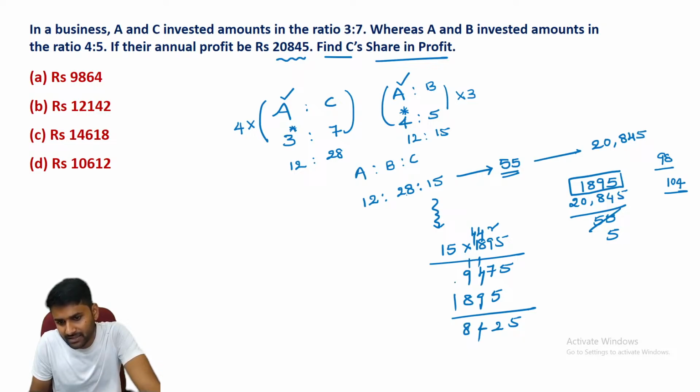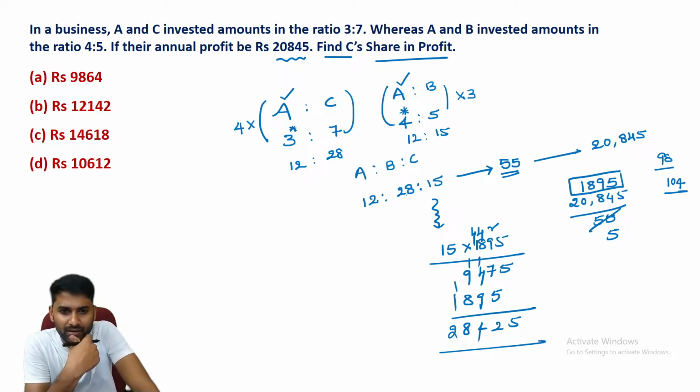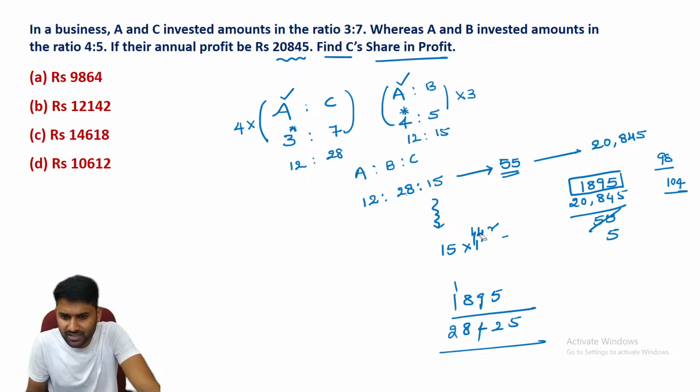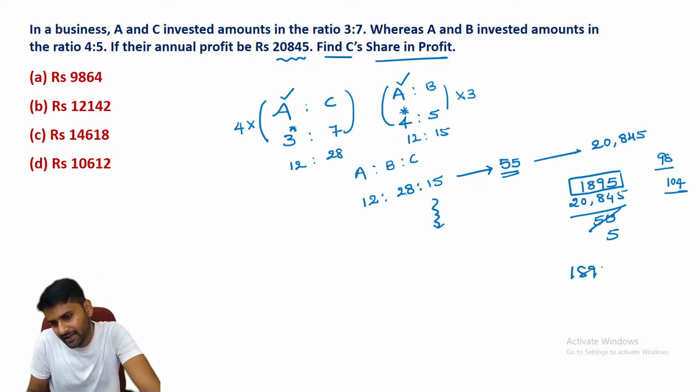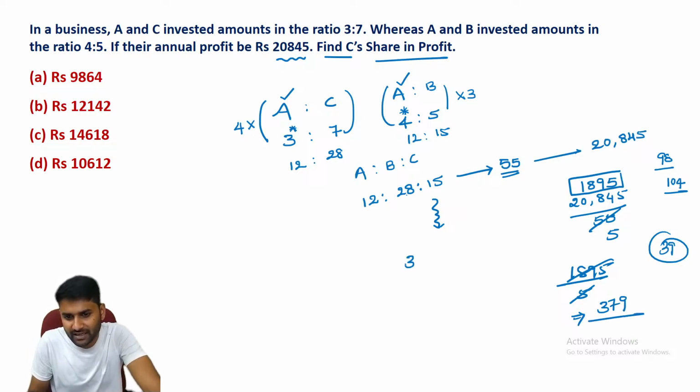Now here, the C's profit out of 20,845 is, because we have a 5 in the denominator, 1895 divided by 5. Now see, again you can cancel with the 5 three times. We have a 379. 379 is multiplied with the 15, it gives you the answer.